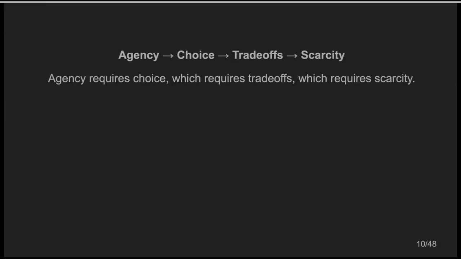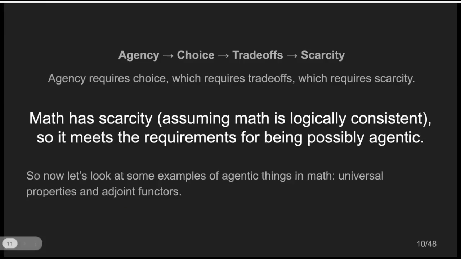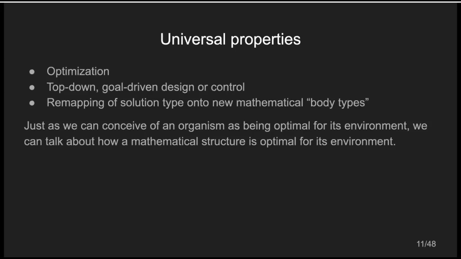So what I'm saying here is that agency requires choice, requires trade-offs, requires scarcity. Math has scarcity because it has logical consistency. That's what I'm associating with scarcity. So as long as we're being consistent, we're going to have scarcity and therefore meet the necessary conditions for being agentic. Now what we're going to do is look at some actual examples of agentic things in math, which are universal properties and adjoint functors. We've set the table for math maybe being agentic because it meets the necessary conditions. Now we're going to see, does it actually do agentic things? And I'm going to argue that it does.